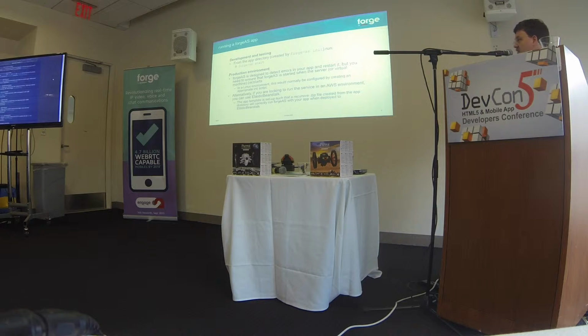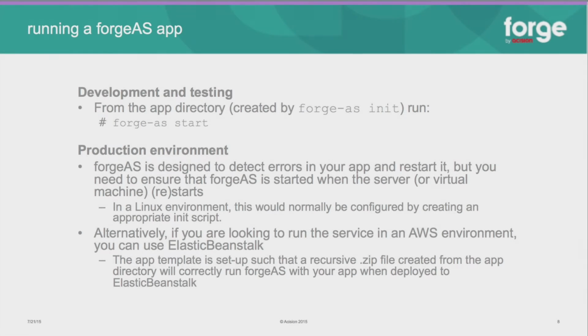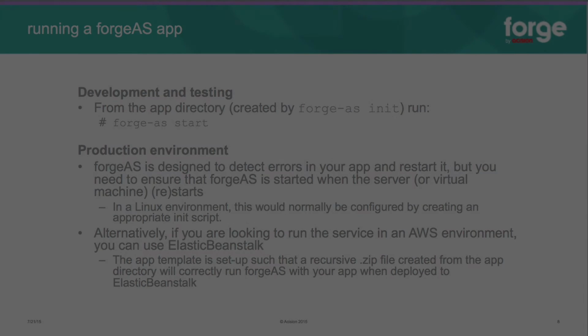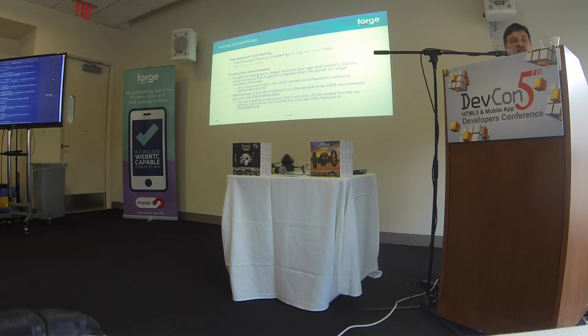And during development and testing, once you've written your app, once you've put the code into your forgeapp.js, you just go into the directory and you type forgeAS start, and it will run. To stop it, you hit Control-C. But if you want to go production with it, you can zip up that entire directory, because when you did forgeAS init, it copied the forgeAS code and all of its dependencies into that structure. You can just zip up that entire directory and you can deploy it onto any Node.js deployment platform, like Amazon Elastic Beanstalk, for example.